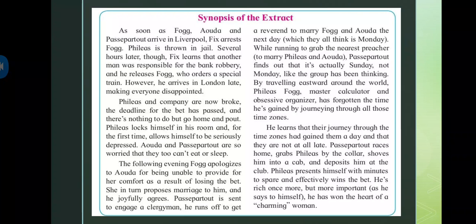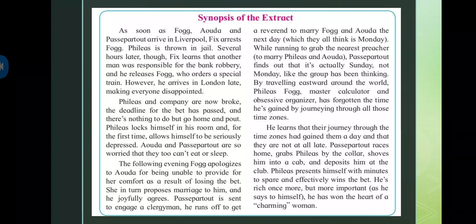So now basically what happened? As Passepartout realized that they had earned one more day, he ran towards the house, grabbed Fogg by his collar, and then they came back to the club. And then they finally found out that they had won the bet, and he is once more rich. Previously they came to know that they were going to double his amount if he wins the bet.